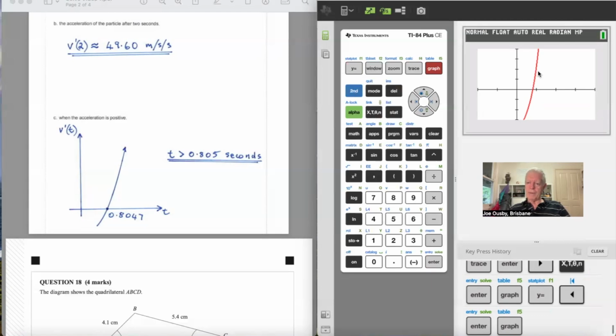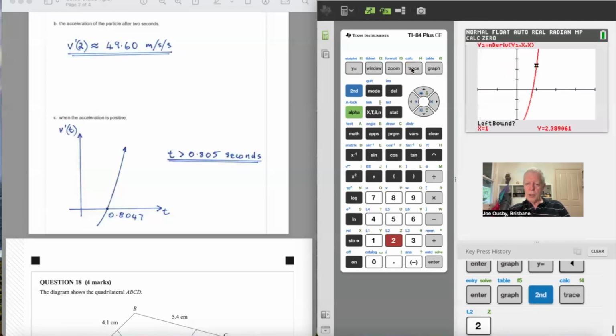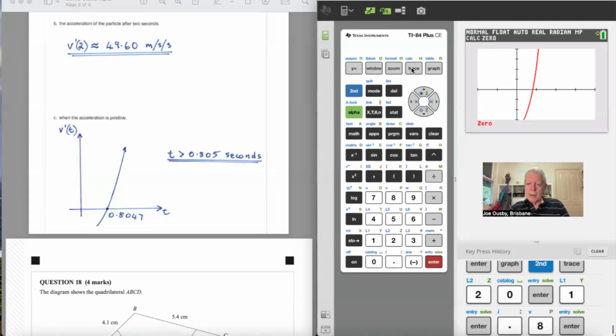Now, this is a graph of the derivative. It's a graph of the acceleration, and it will be positive whenever it's above the x-axis. So that point there would actually be the point that I'm looking for. So if I said second, calculate that, and it was when the function is 0, so it's option 2. The left bound certainly would be 0. The right bound would be 1. And a guess would be 0.5 or 0.8 or whatever. And of course, 0.804786 is the point we're looking for.